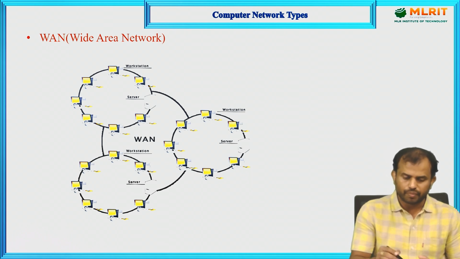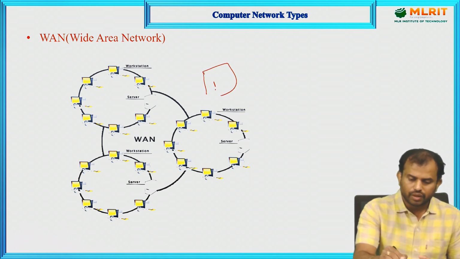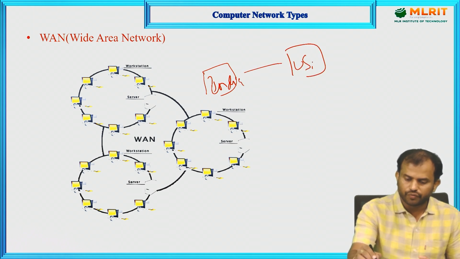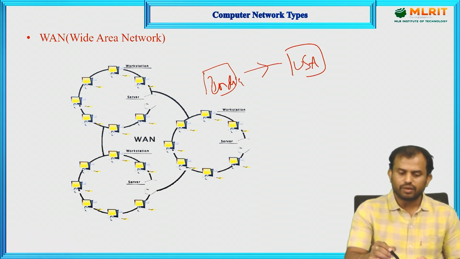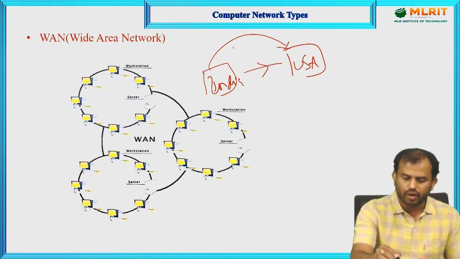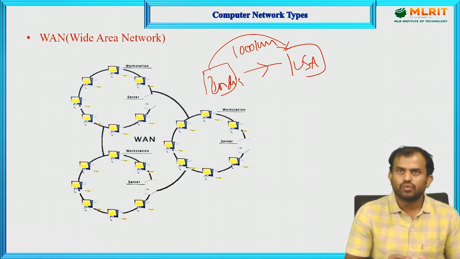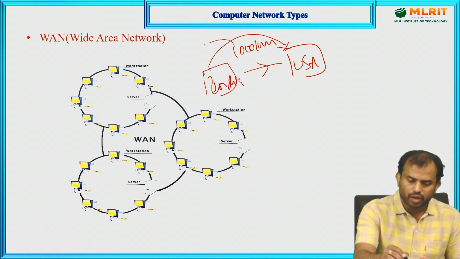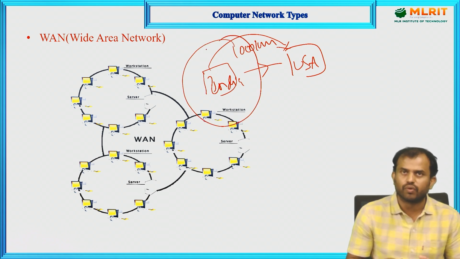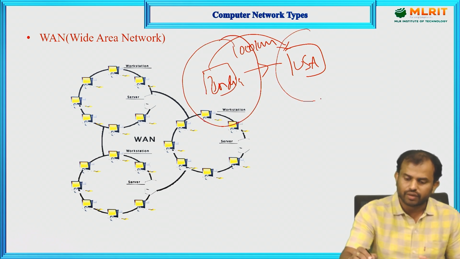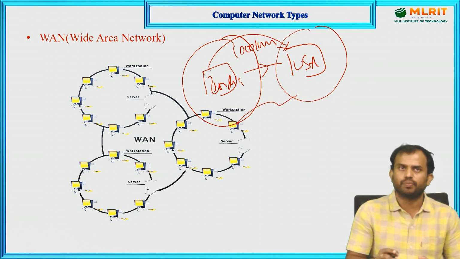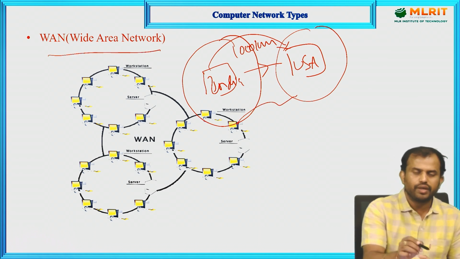For example, I can make a call from India to the USA and share information. The distance between India and the USA is thousands of kilometers. Information moves from one organization, one city, one country to another country. This longer range of communication happens with the help of the wide area network.